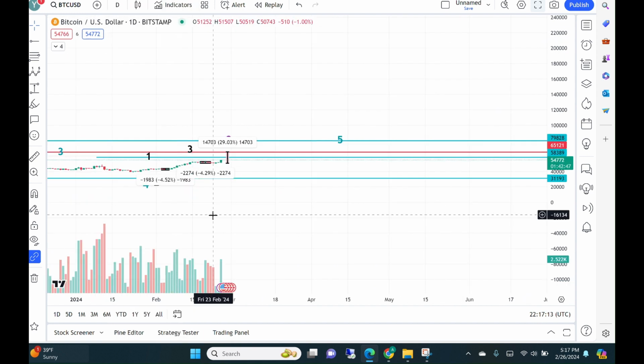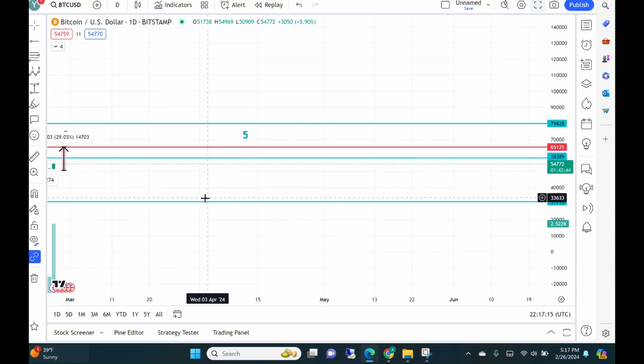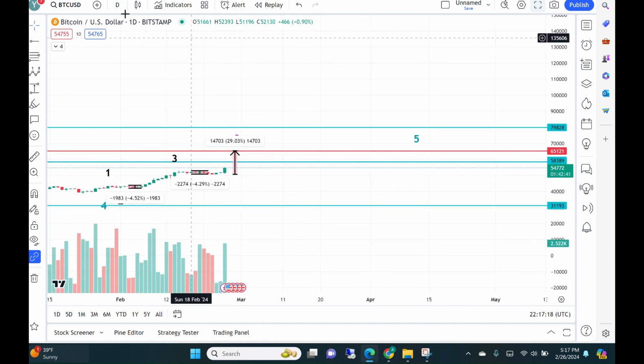Intense means it will be like today's move. There will be shootouts, strong candles happening over here. So keep an eye on Bitcoin. Definitely up to 65,000, 69,000, and 79,000 is on cards.